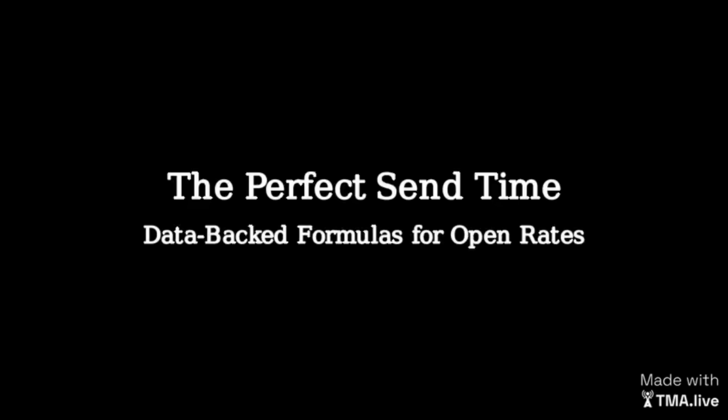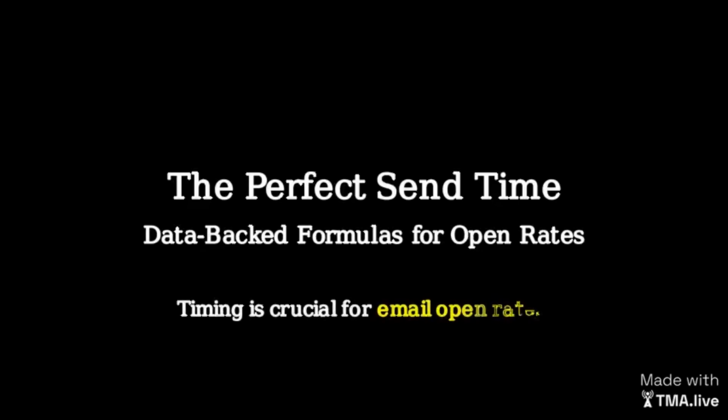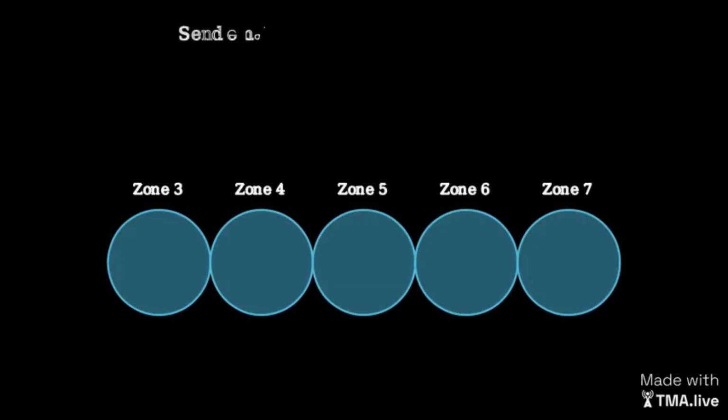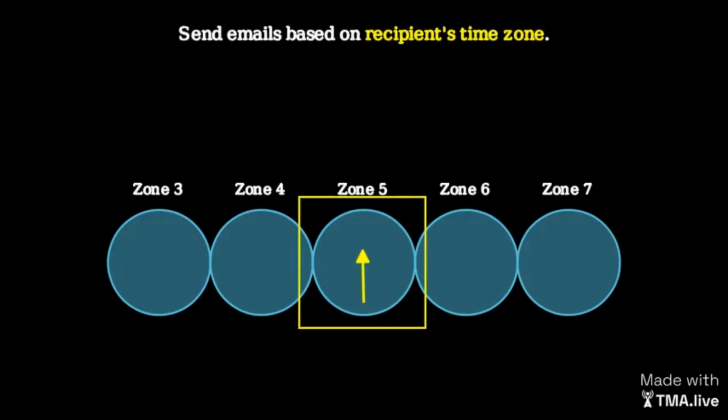Let's explore the importance of send time for email open rates. Timing is a key factor for ensuring your emails are seen and engaged with by your recipients. Time zones play a vital role. Sending emails based on the recipient's time zone ensures they receive it at a convenient time, increasing the likelihood of it being opened. Work habits also influence engagement.